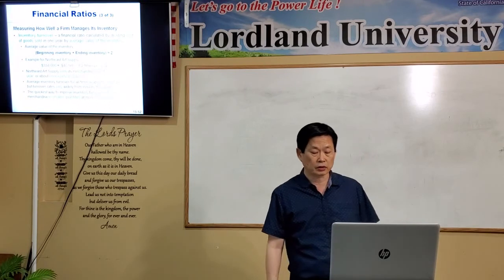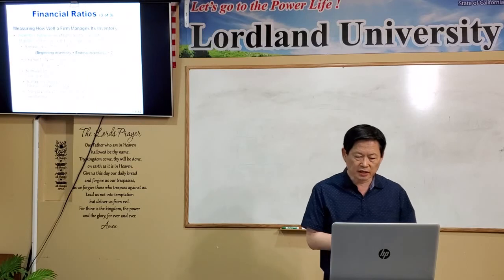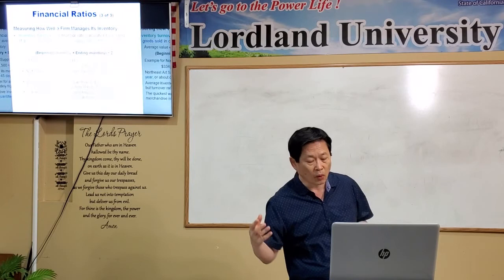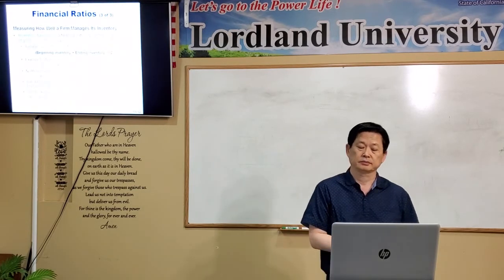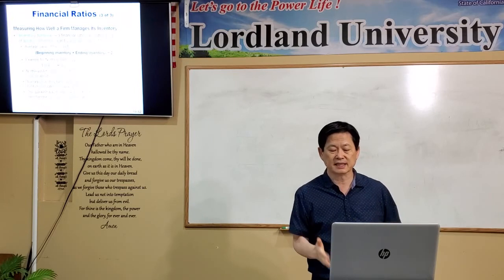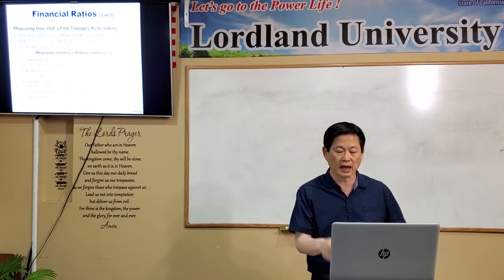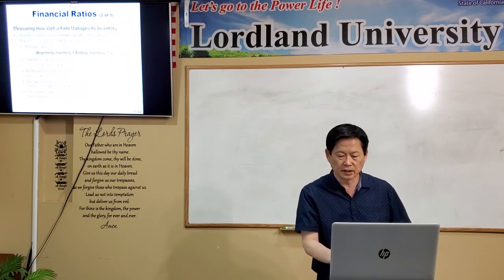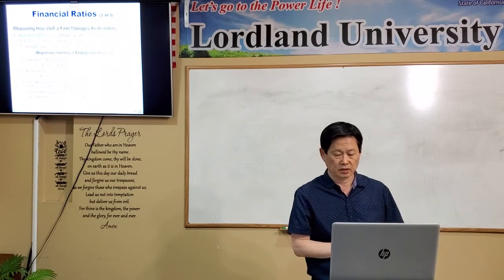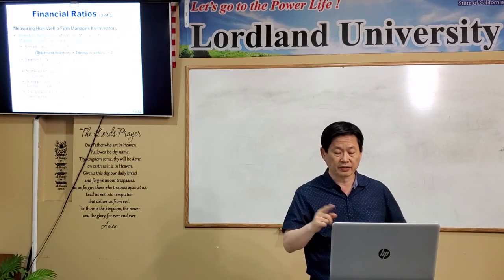For example, for Northeast Supply, the inventory turnover is 8.2 times per year. What does it mean? It means that Northeast Supply Company sells its merchandise inventory 8.2 times every year, about once every 45 days.